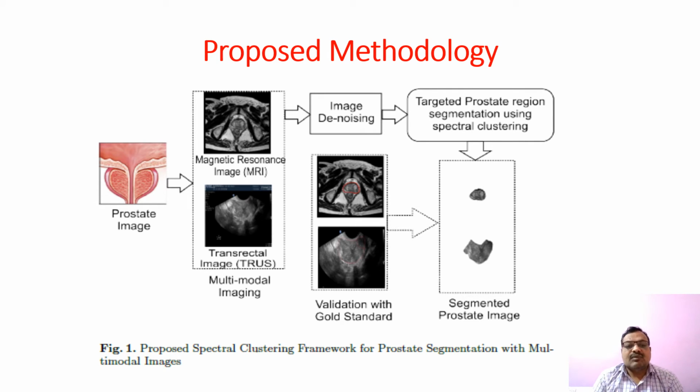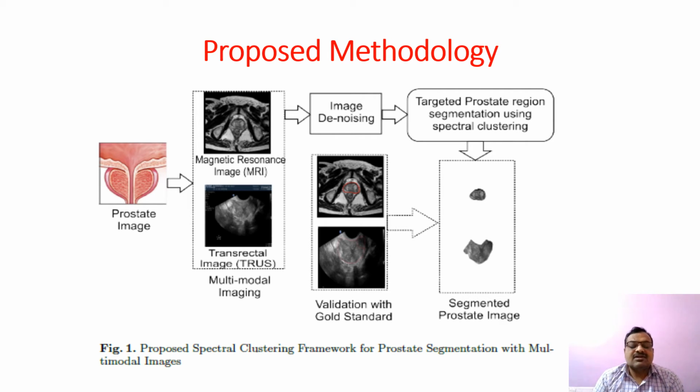So this is the proposed spectral clustering framework for prostate segmentation with multimodal images. The proposed method is illustrated in the figure. The TRUS as well as MRI images are used for the segmentation. Both modality images contain speckle noise. So firstly, the speckle noise is removed by the application of a local first order statistical filter. The filtered images are used for further processing and the ground truth generation.